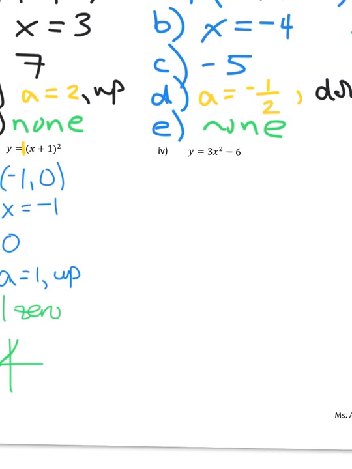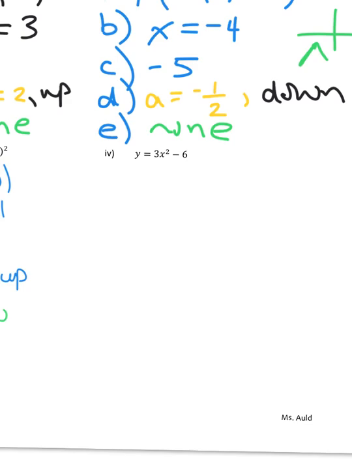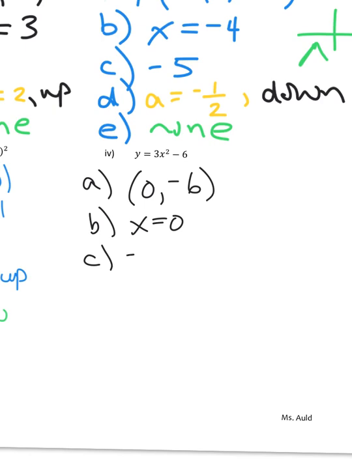Okay, and the last one here, we have our vertex at no brackets there, so there's no h value, that means it's going to be 0, and the k value will be the -6 outside. Axis of symmetry will be x equals 0. Optimal value is -6. Direction of opening, I see a +3 in front, so we have A equals 3. So it's going to open up again.